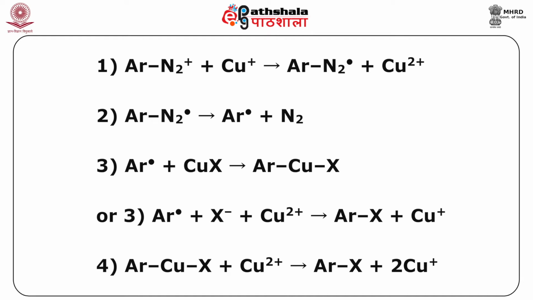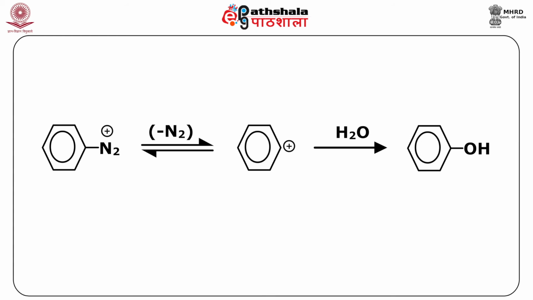Aryl radical again combines with the copper halide to form ArCuX, which then in turn leads to the sequence of reactions forming the aromatic halide and the two copper plus ions. The reaction with water, on the other hand, may actually be an SN1 reaction involving the highly energetic phenyl cation as an intermediate. Here what we see is that a nitrogen is lost with the formation of a phenyl cation, wherein the water attacks to form a phenol molecule.